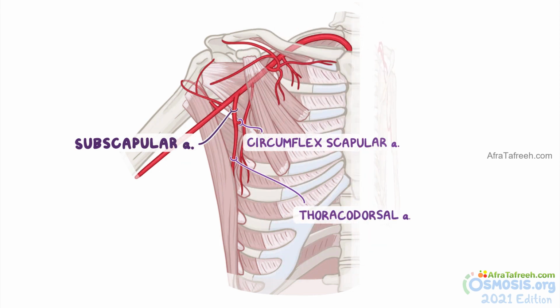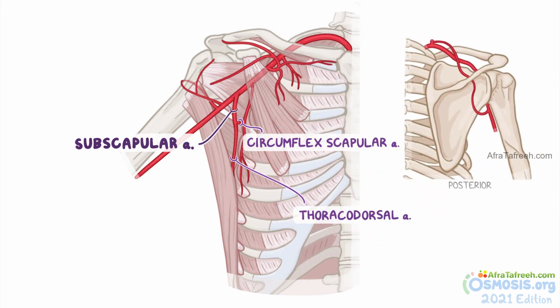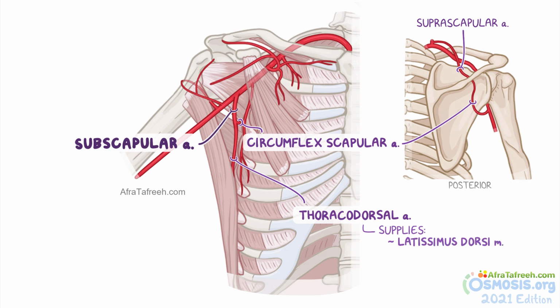The circumflex scapular artery turns posteriorly and passes between the subscapularis and teres major muscles to reach the dorsal surface of the scapula, where it forms an important anastomosis with the suprascapular artery around the scapula. The thoracodorsal artery travels with the thoracodorsal nerve to supply the latissimus dorsi muscle.